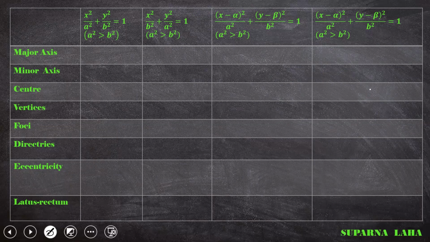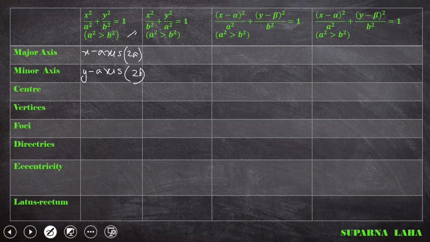So here is the first equation. Remember the equation and its descriptions also. x square upon a square plus y square upon b square, this equation. Here the major axis is the x-axis, and the length of the major axis is 2a. What is the minor axis? The y-axis, and the length of the minor axis is 2b.